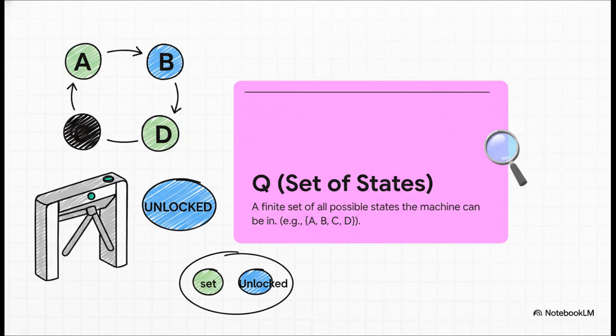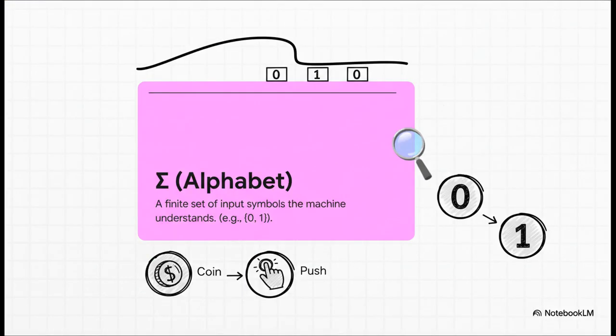First up, we've got Q. This is super simple. It's just the complete list of all the possible states the machine can be in. For our turnstile, Q is just the set containing locked and unlocked. In this more abstract example you see here, it's a set of states we've just decided to call A, B, C, and D. That's it. Next is sigma. This is the machine's alphabet. It's the complete set of all the input symbols the machine even understands. For the turnstile, our alphabet was the set {coin, push}. For a lot of examples in computer science, you'll see a simple binary alphabet, like {0, 1}.